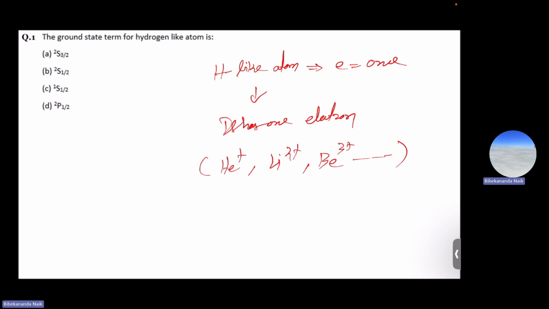So we need to find out the ground state term for those atoms which have only one electron, and the options are option A 2s 3 by 2, option B 2s half, option C 1s half, and option D 2p half. So these are the four options. I'll give you a few minutes to try to determine what will be the ground state, and then we will discuss.